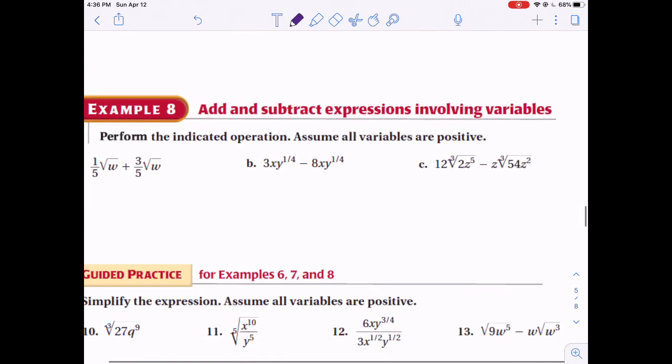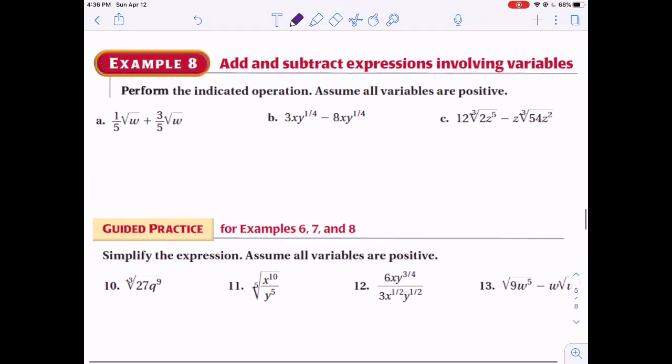Let's go down to example 8. Now they have some variables in there. It says add and subtract expressions involving variables. And it's not that much more difficult. And sometimes it's actually easier to see because you're not simplifying numbers like 54. You just have a letter with an exponent above it, and the root becomes the denominator when you convert the radical to a fraction. Hopefully that makes sense to you.